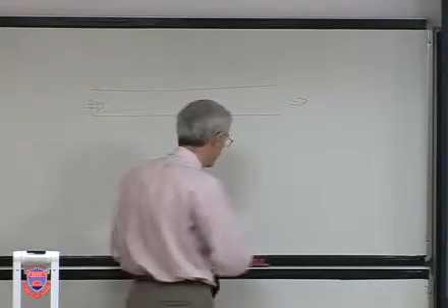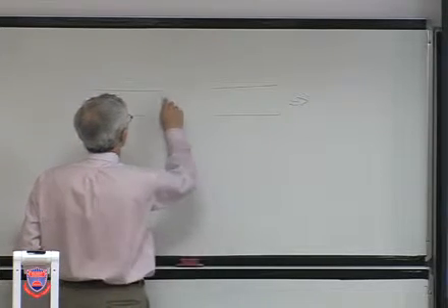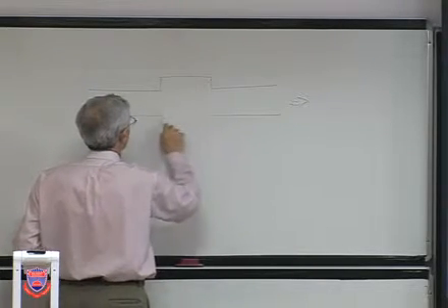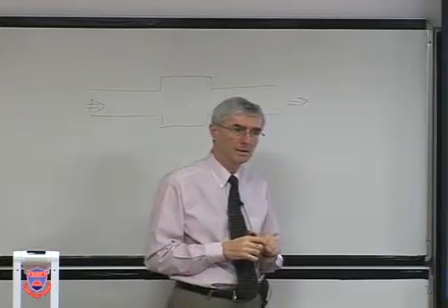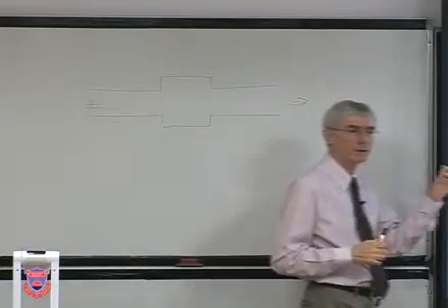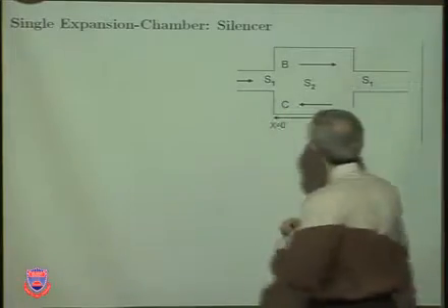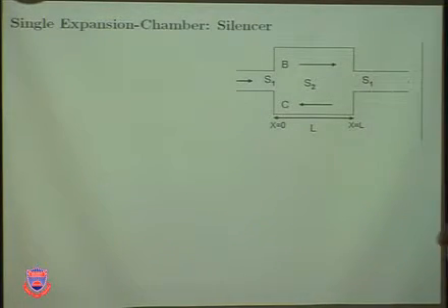So what we want to do then is we cut a part of it and insert what we call a silencer. It's just an expansion chamber. Now, this is very simplistic. The expansion chambers have become much more sophisticated now.